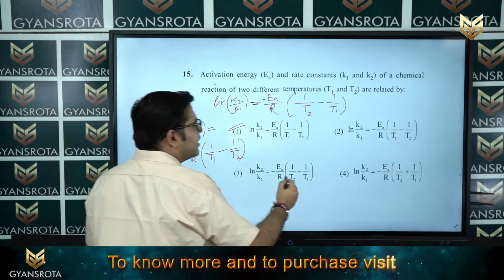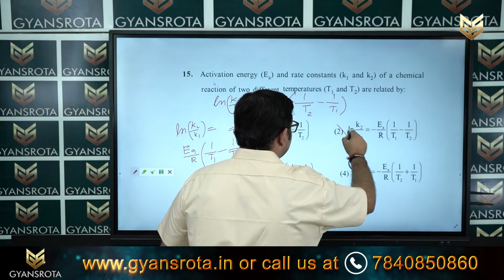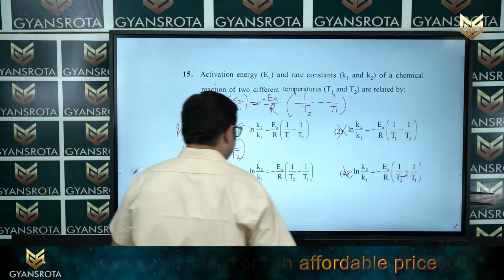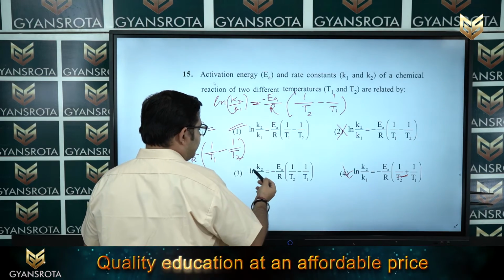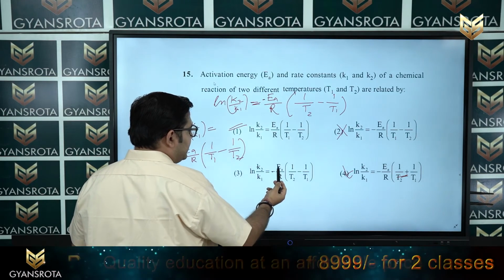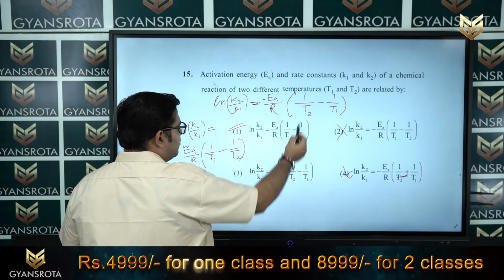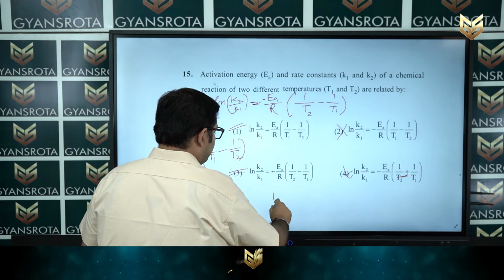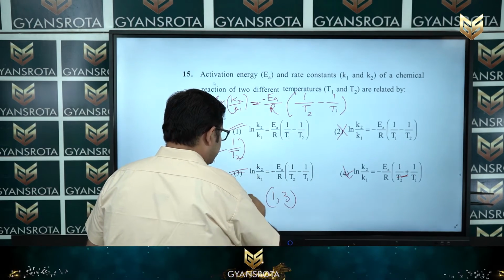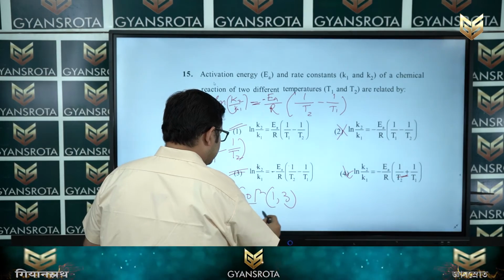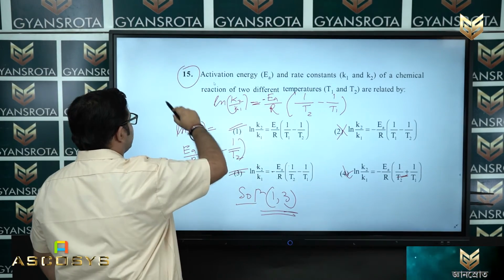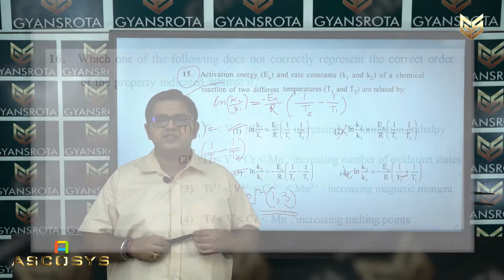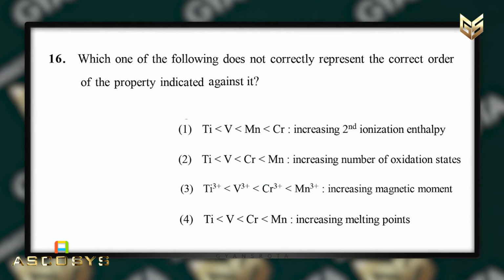And ln of K2 by K1 equal to minus Ea, no, this is not the correct answer. For this one, no, this is not possible. Now, if you see option number 3, ln of K2 by K1 equal to minus Ea by R times (1 by T2 minus 1 by T1), this is also a correct answer, which means 1 and 3 are the correct answers of this question, question number 15. Now we are moving to the next question, question number 16. Question number 16 is on your screen.